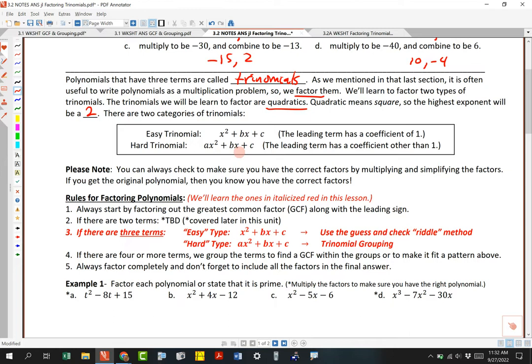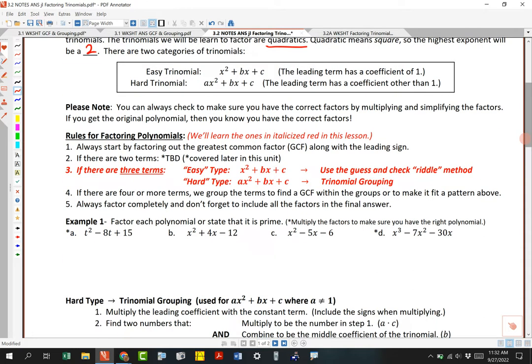So here's what makes it easy. If the leading coefficient is a 1. So the squared term at the very beginning, these are written in descending order. If it's a 1, that's going to make it super easy. If it's something other than 1, that's going to make it a little bit more complicated. So that's how we're going to break these up.